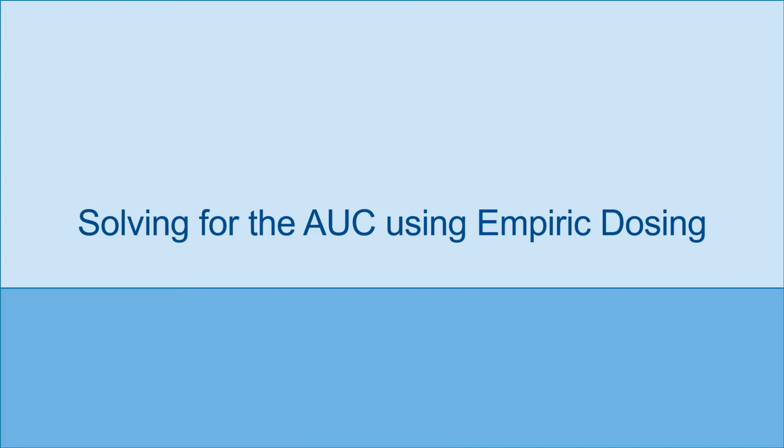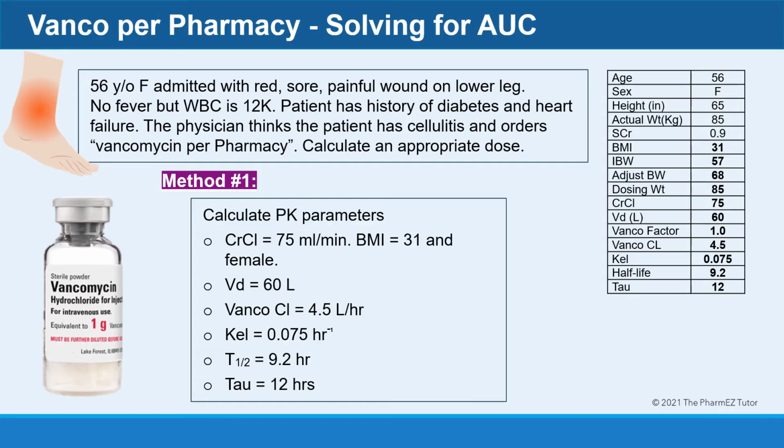What about initial empiric dosing? Can we solve for the AUC when starting a patient on vancomycin? Let's try an example. Here's the same patient with cellulitis that we saw in part 4. We begin by calculating out her pharmacokinetic parameters.